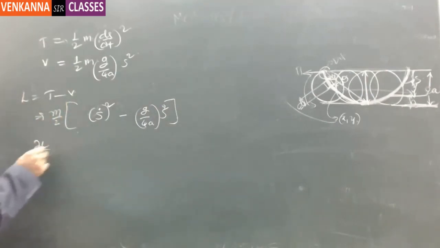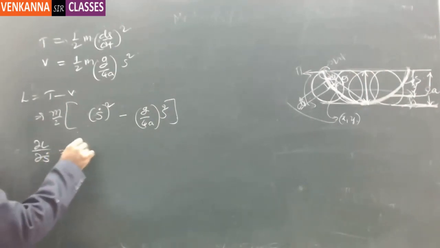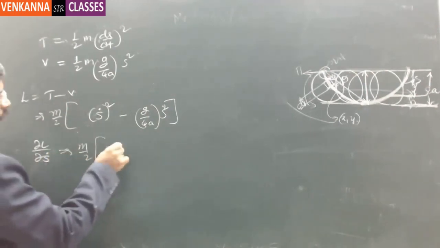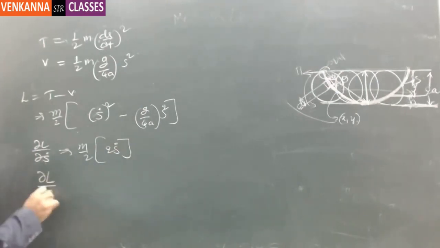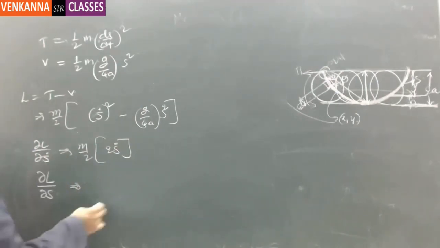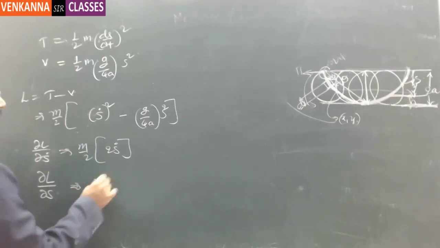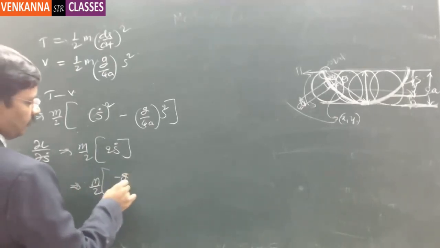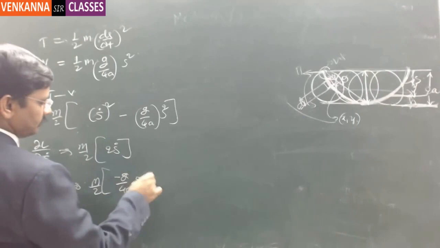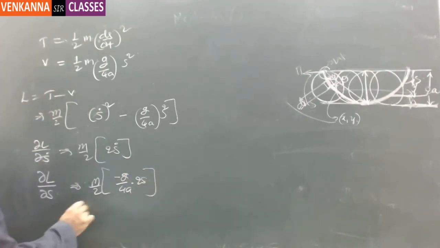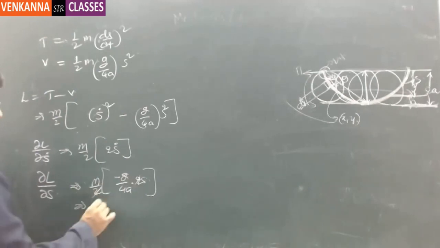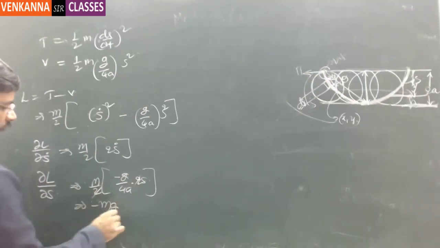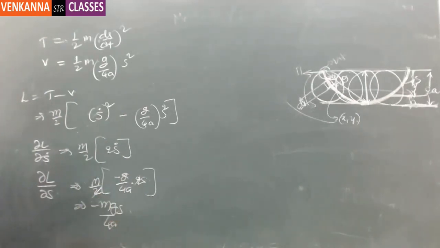So dou L by dou s dot is given as m by 2 times 2s dot, and dou L by dou s is given as m by 2 times minus g by 4a into 2s. These two will cancel, giving minus mg by 4a times s.